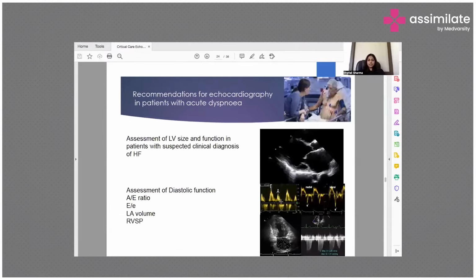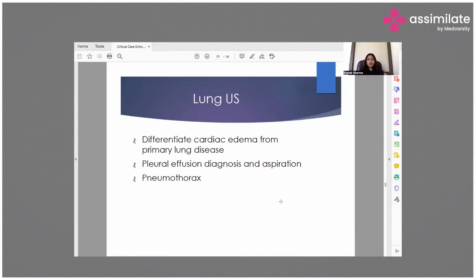Now, the recommendations for echocardiography in patients with acute dyspnea: you have to see the LV size and function in patients with a suspected clinical diagnosis of heart failure. You have to do the assessment of diastolic function, that is, you have to look at the E/A ratio, the LA volume, then the RVSP. Lung ultrasound is used to differentiate cardiac edema from primary lung disease, to see pleural effusion, for diagnosis and aspiration, and to rule out pneumothorax.